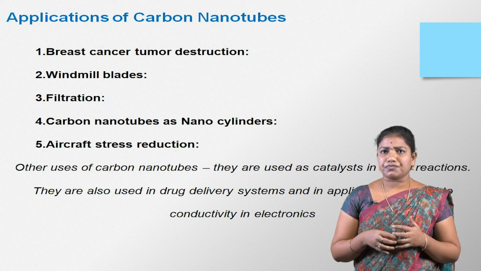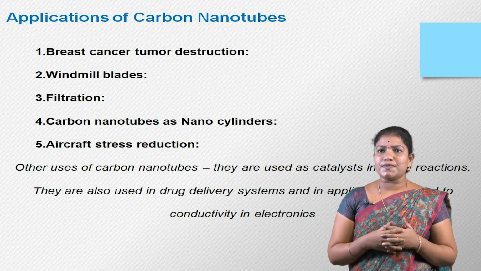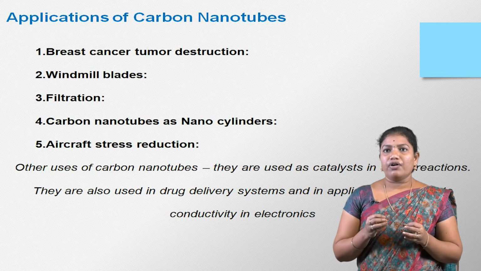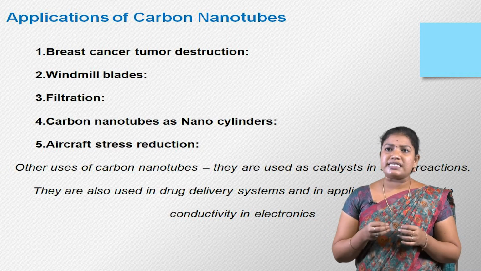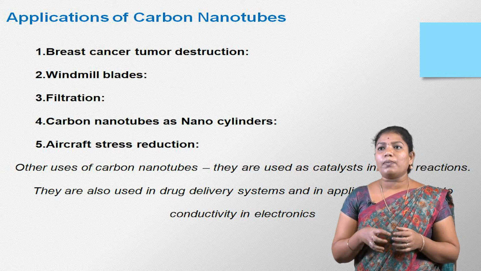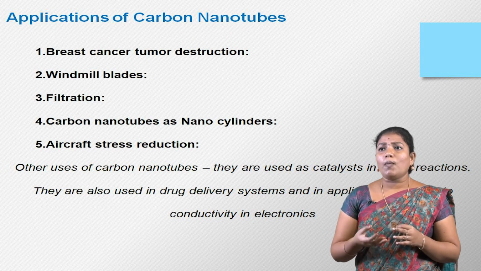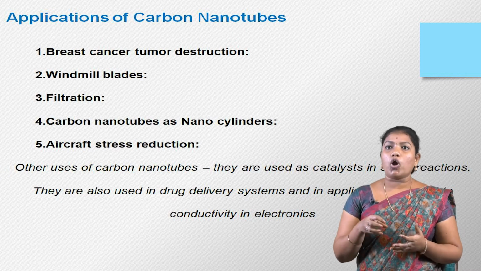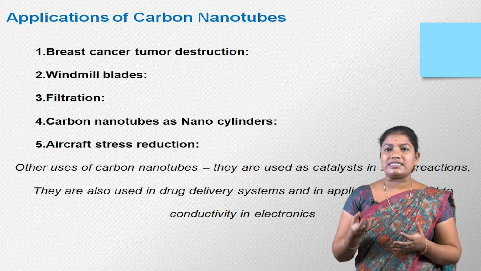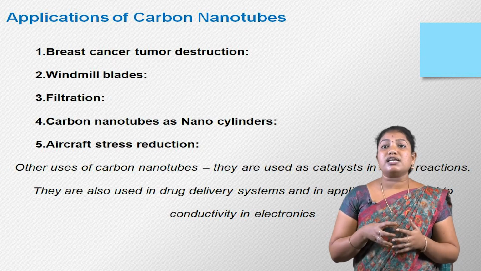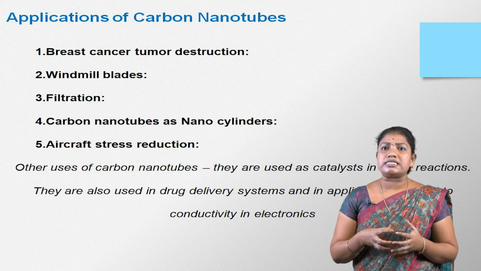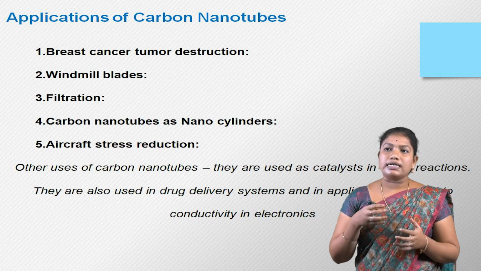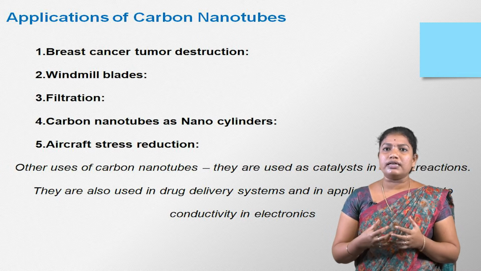the solutions. The fourth one is carbon nanotubes as nanocylinders. A gas like H2 for the energy batteries of vehicles can be safely stored in carbon nanotubes, and the problem of H2 storage hazards can also be solved with carbon nanocylinders. The fifth one is aircraft stress reduction. Nanotubes are also used in space and aircraft to reduce the weight and the stress of the various components working together.